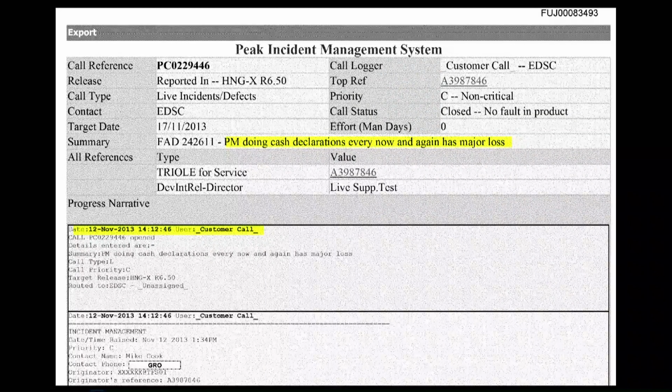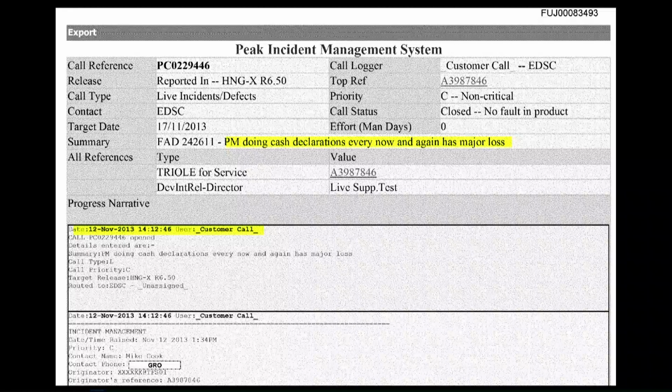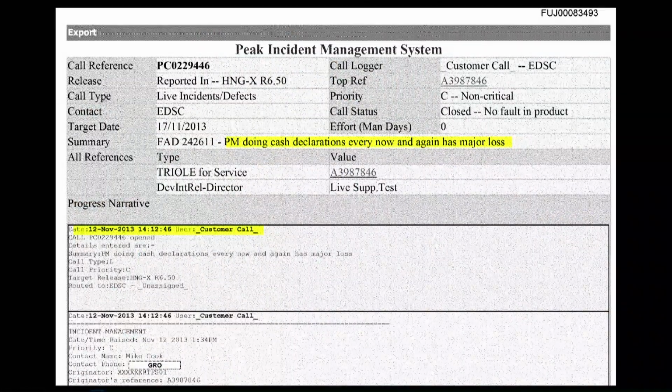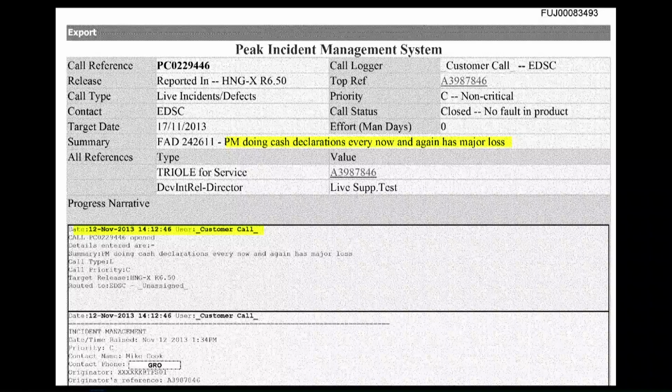You closed this call off, top right, 4 lines in, closed, no fault in product, didn't you? I couldn't find a fault in the product. Because you couldn't find one, are you therefore saying this was user error by the sub-postmaster? Not necessarily user, well, I didn't know what it was. Perhaps I should have just put, I can't remember if there was an unknown category.